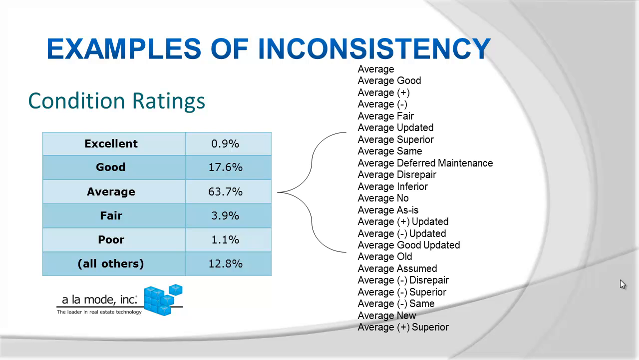So then I started digging deeper into the details, and you'll notice that these are just permutations of the term average that are used. I've got some questions for some of these appraisers that use these. For instance, I don't have a clue what average minus superior means, or average old. Average good updated, not a clue there. Average no, you can see some of the problems here. Well, I got up to average fair, and I had a light bulb that went off. I thought to myself, aha, I got it.